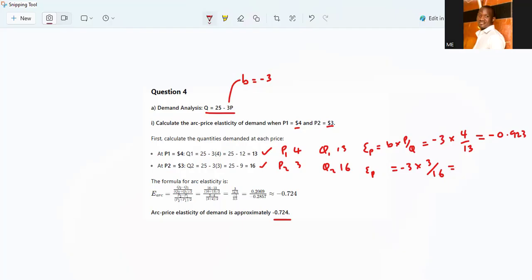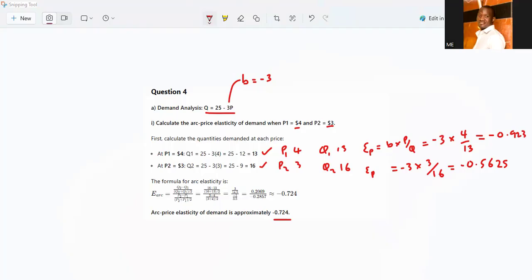0 point what? 0.5625. Okay, so what is our comment? Demand is also inelastic. They are all less than 1. Right. We'll go to the next question.